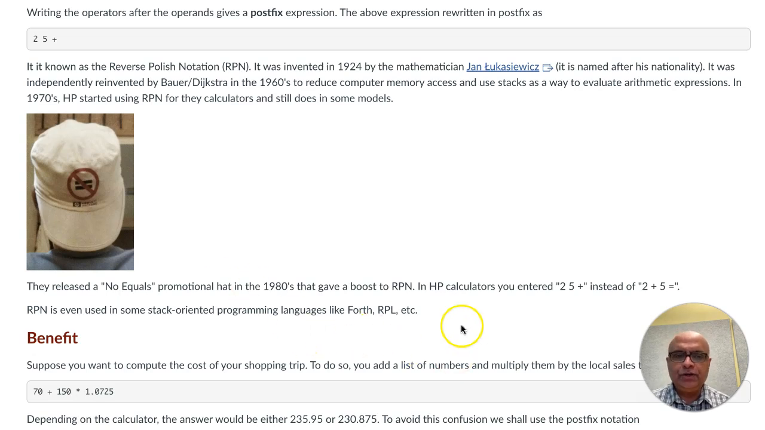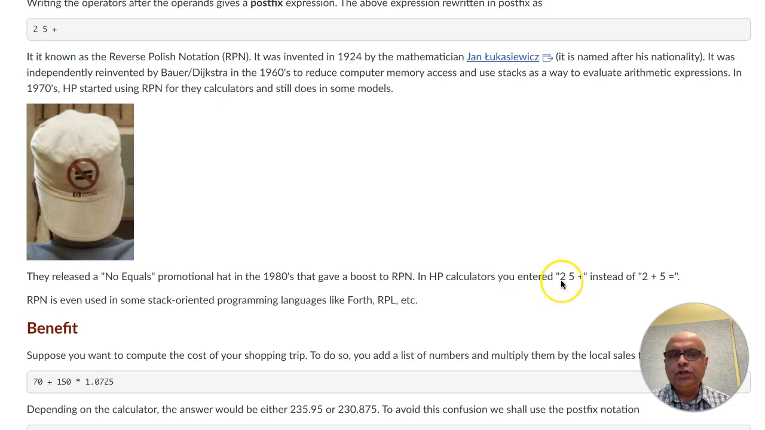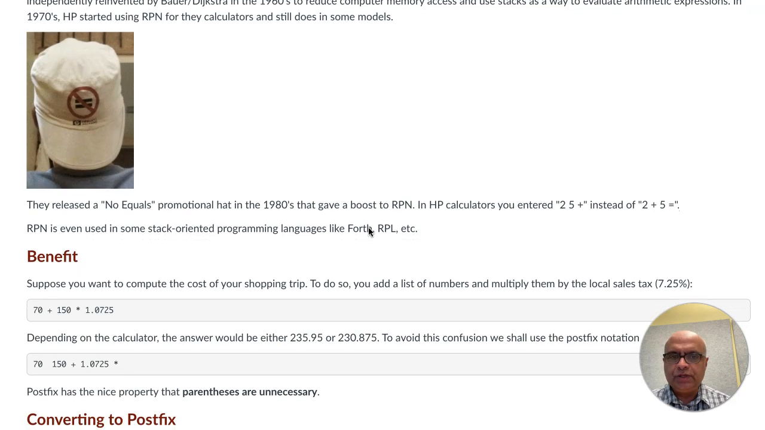On HP calculators, you ended up entering 2, 5, plus, and instead of having 2 plus 5 equals to get the answer, you would save the one button push of the equals, right? RPN is also used in some stack-oriented programming languages such as RPL and Forth, that people still tinker with to this day, right? So what's the benefit of using reverse Polish notation?